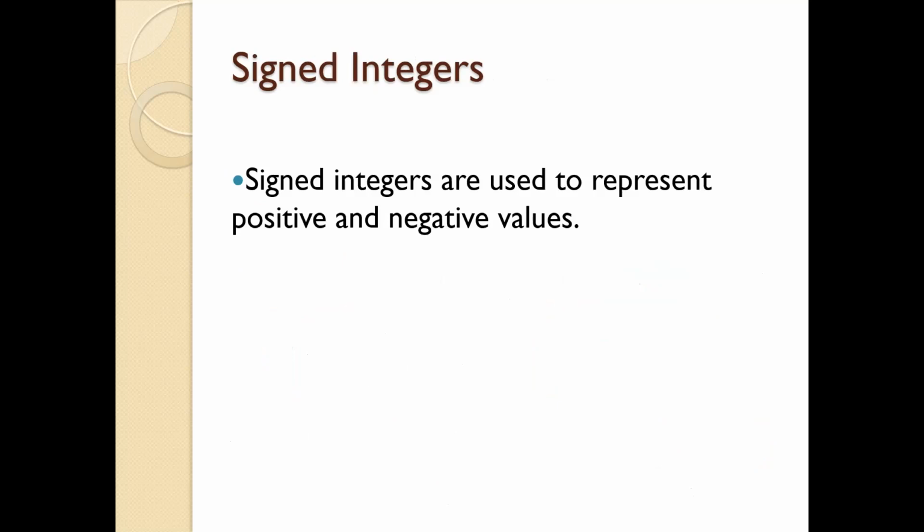Signed integers are used to represent positive and negative values. But something might be 8-bit, but because you've lost that top bit, now it's technically only 7-bit, so it can only represent ranges of numbers that are 7-bit, not 8-bit, because of the sign. If you're not aware of that, and if you're not careful, that can cause a problem for you.